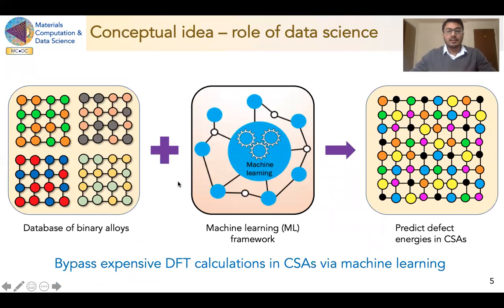To deal with this computational problem, our idea is to make a database of binary alloys and then using machine learning framework predict the defect energies of higher order multi-elemental alloys. And this idea is shown in this schematic. With this strategy, once the database is built for binary alloys, then the defect energies of any concentrated alloy can be readily available without doing any calculations. Another advantage of this framework is the defect energies of those compositions can be predicted, which are unearthed or will develop in the future.